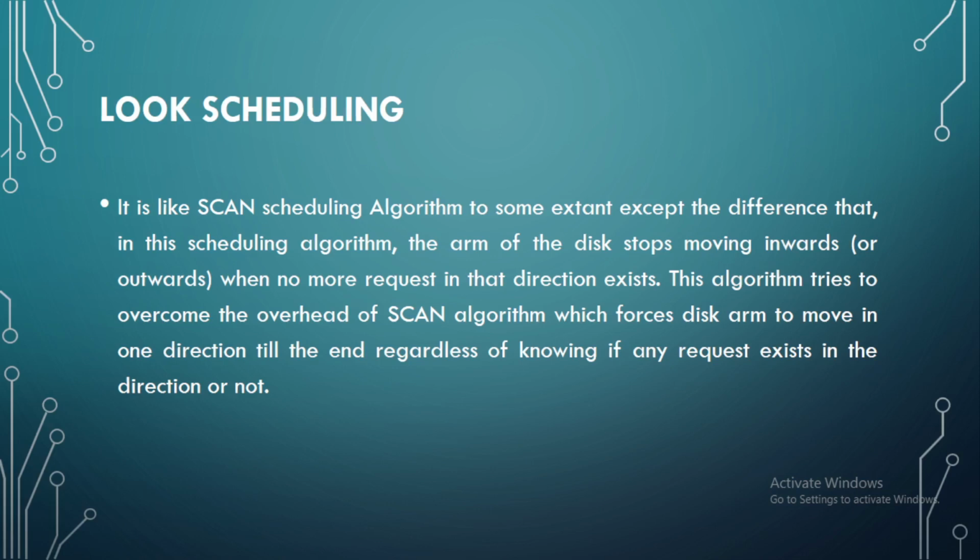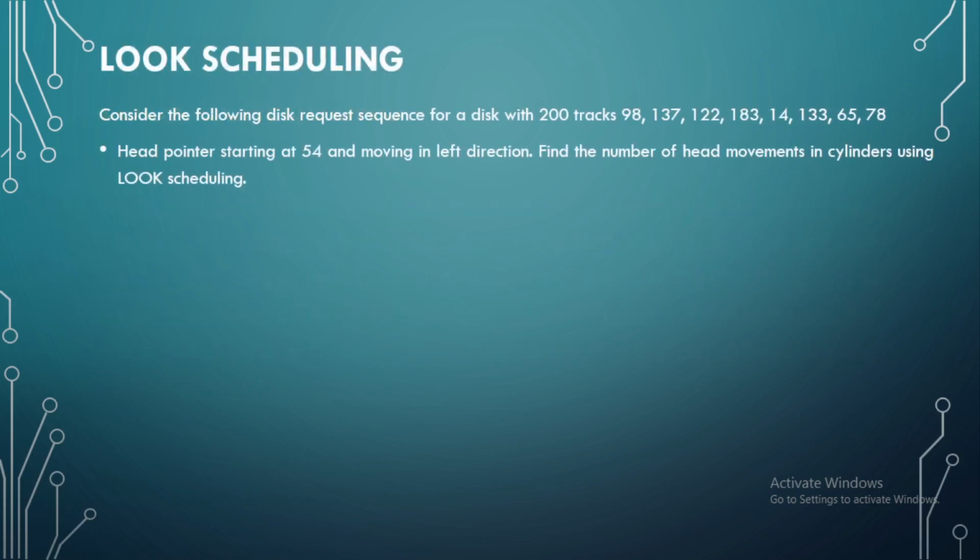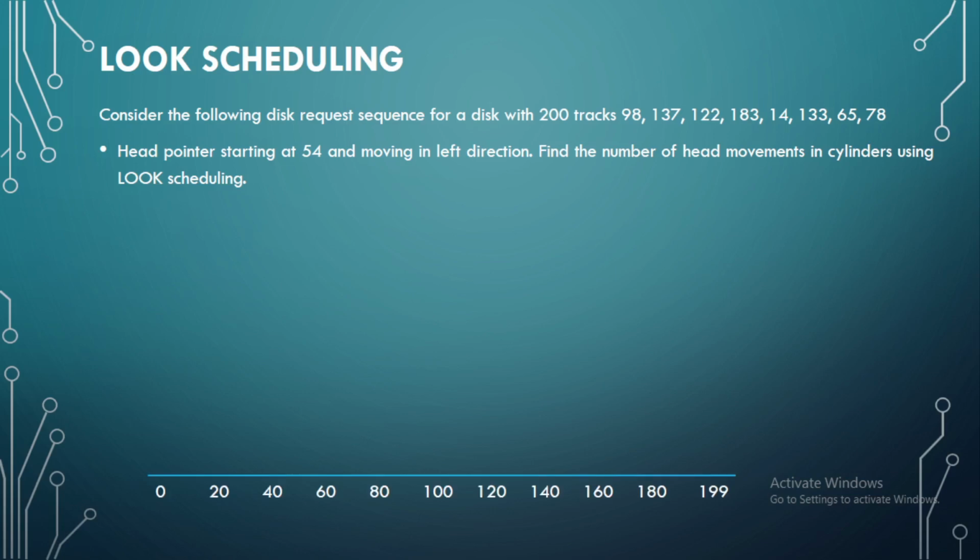Here we have an example to understand the look scheduling algorithm. The same question, the head starting at 54, using the look scheduling algorithm. We start from 0 to 199. We are at location 54. Now from 54 to 14. Here it's look scheduling, not scan scheduling. Scan will go to 0 at the end, but here there is no request for 0. So it won't move to the end, but it changes its direction.